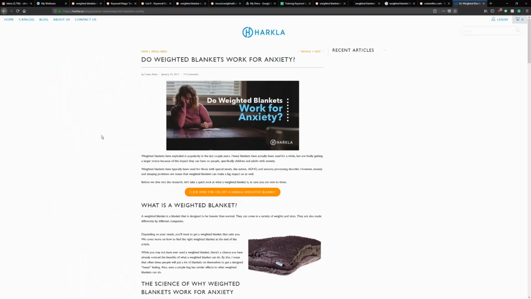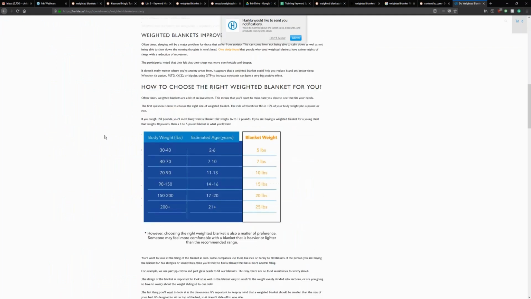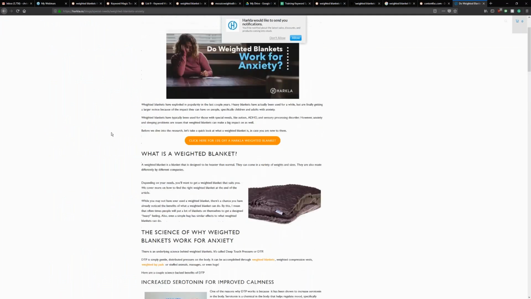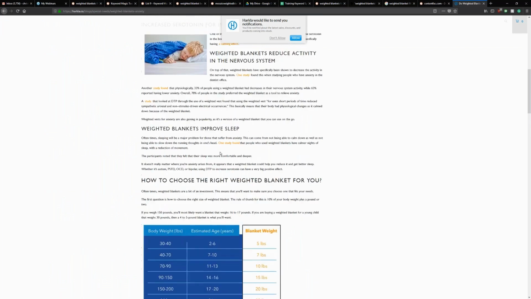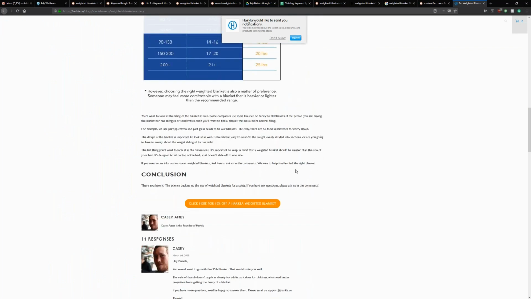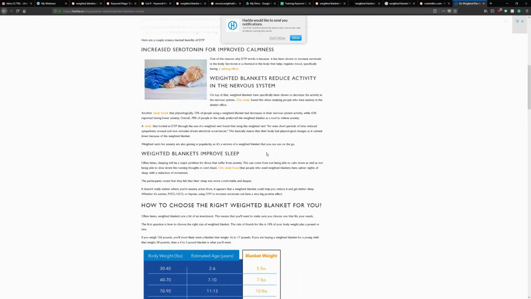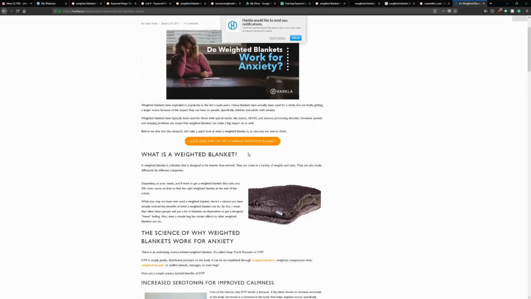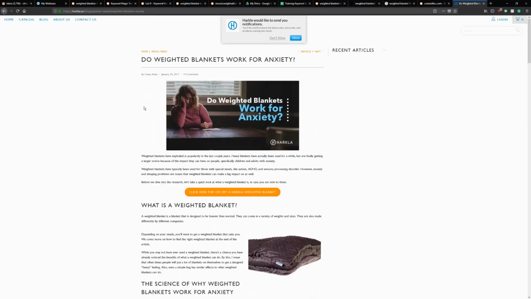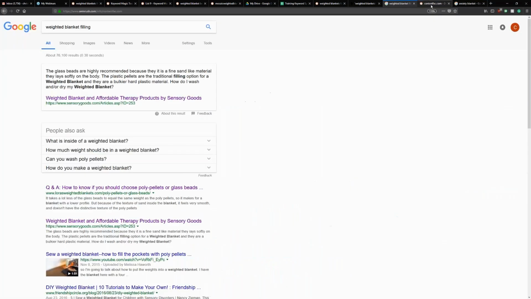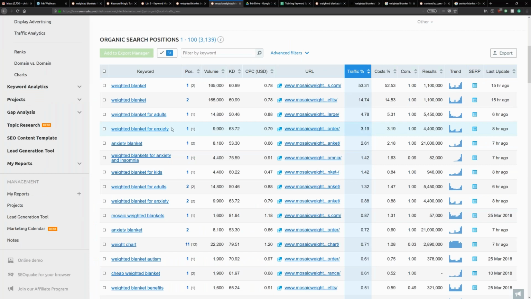This is "do weighted blankets work for anxiety?" This looks like it's just a quick page. Not a lot of content here. I realize that this font's small, so you guys can't read this. I'm not going to blow it up. You don't necessarily need to look at this. But if I'm eyeballing it, it's probably 500 to 600 words or less. So not a lot of content here. Based on this, I would say maybe that's a target for us.